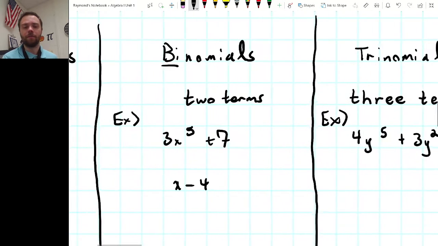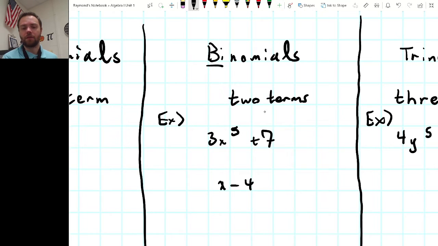That is a monomial. Binomials are two terms, added or subtracted together, okay? So I've got 3x to the 5th plus 7. That's a binomial, two terms. Bi means two in this case. And then x minus 4, that is also a binomial. Some of the most common binomials are going to be linear expressions.